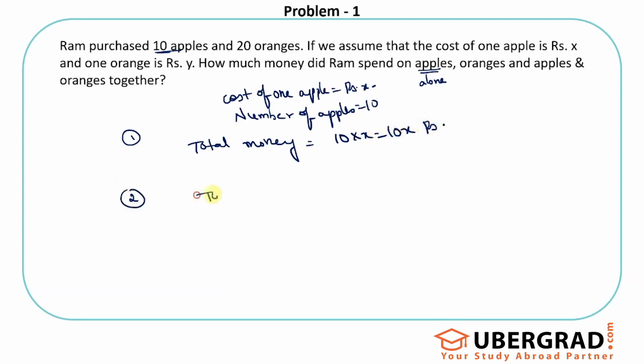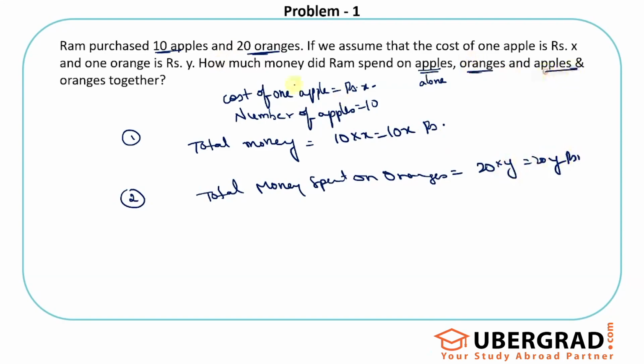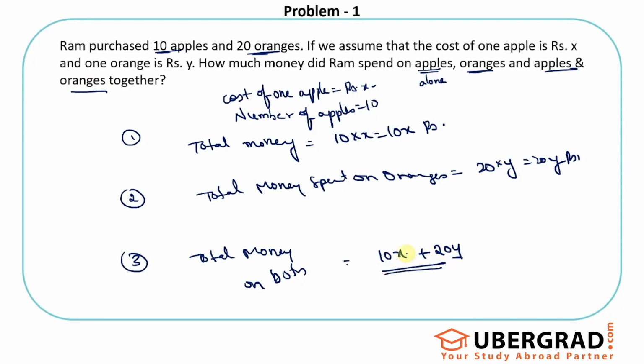Similarly, what about the oranges? Total money spent on oranges: that's 20 oranges, each orange is Y rupees. So that's 20 into Y, 20Y rupees. That's the second question. Then they're asking how much he spent together, the total money spent on both apples and oranges. The money spent on apples is 10X and on oranges is 20Y, so the answer will be 10X plus 20Y. You cannot add 10X and 20Y because they are two different variables. Just keep in mind, you can't write 30X or 30Y.